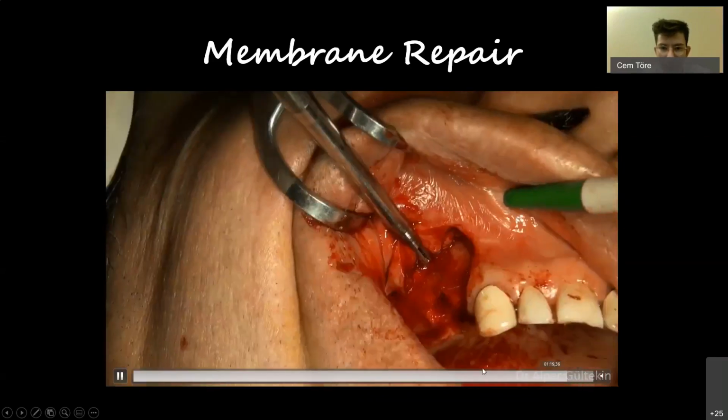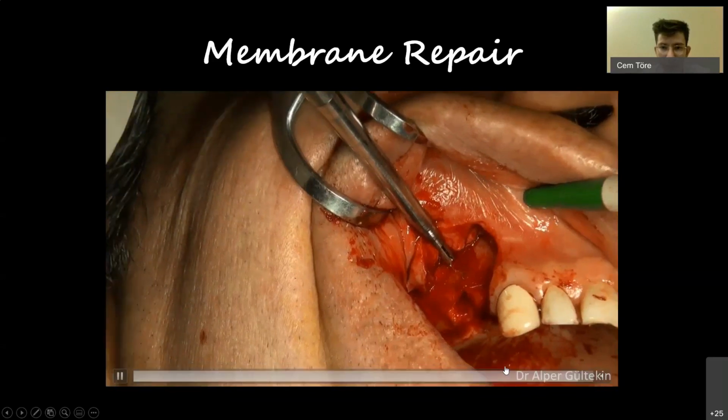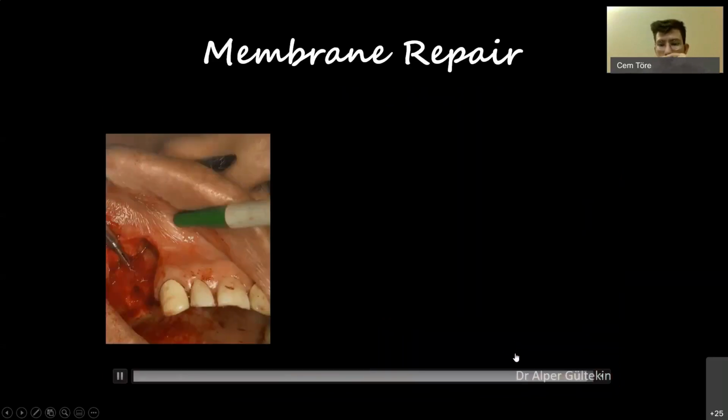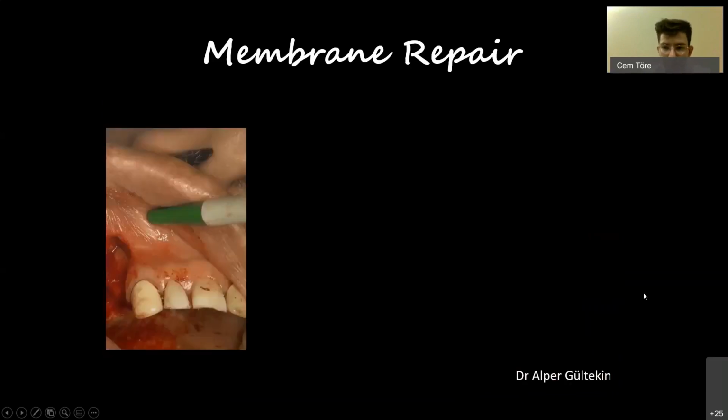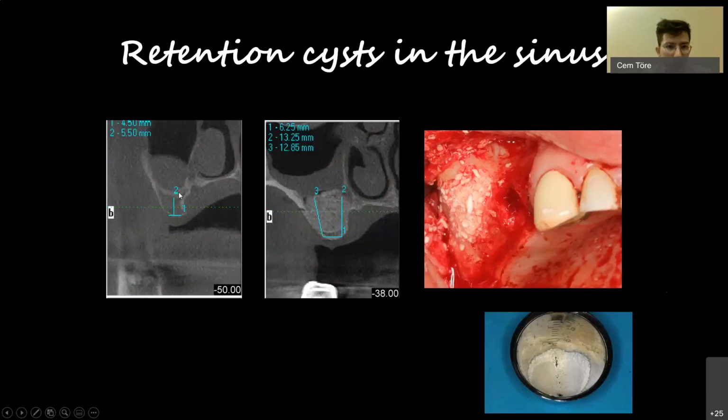And in every case, I should say, we close the lateral window like this with a membrane and two or three pins to be safe. This is our bone before, our cysts. This is the after tomography. We can now place, instead of a 4 millimeter implant, a 12 millimeter implant in the area.